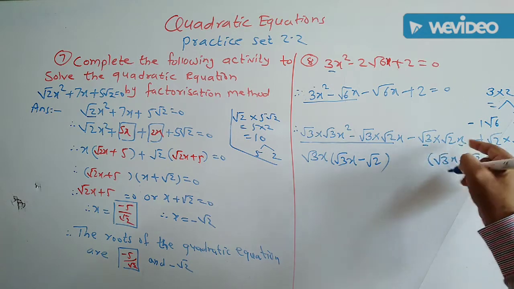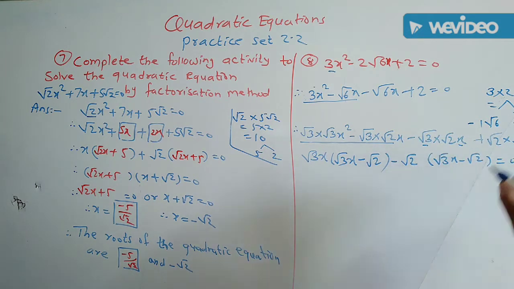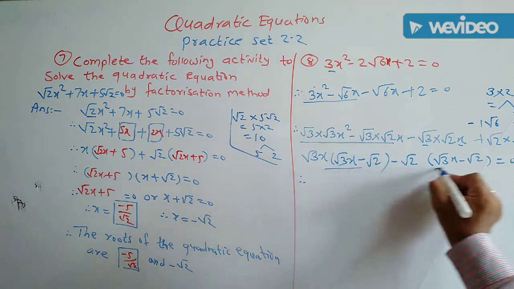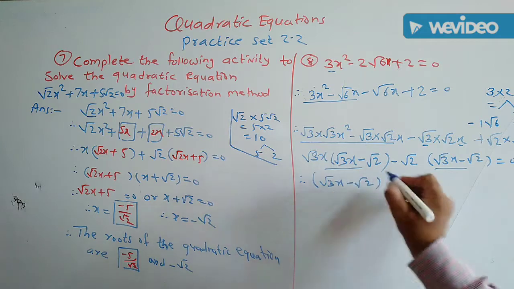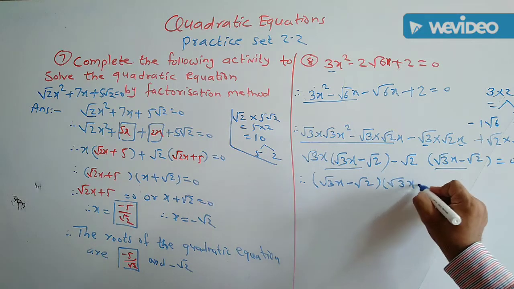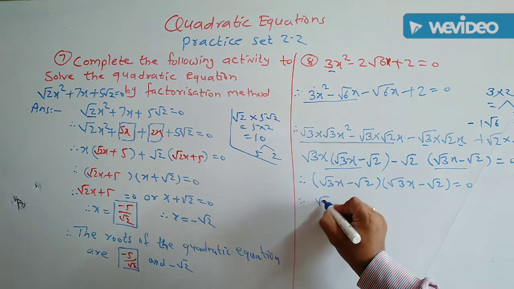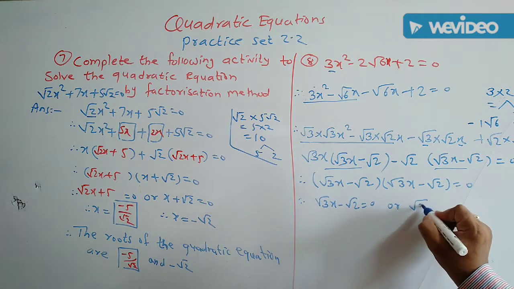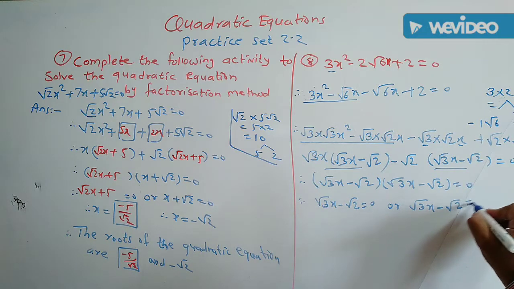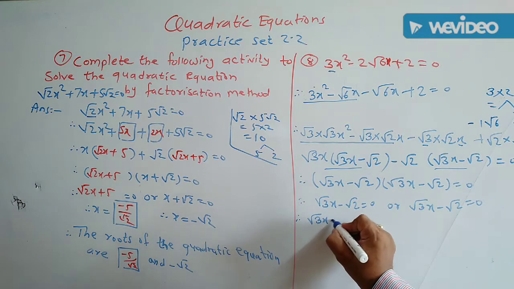Now root of 3x gets common, remaining terms are minus root of 2 is equal to 0. Again the same bracket gets common: root of 3x minus root of 2 into the second bracket, root of 3x minus root of 2 is equal to 0, and therefore root of 3x minus root of 2 is equal to 0.